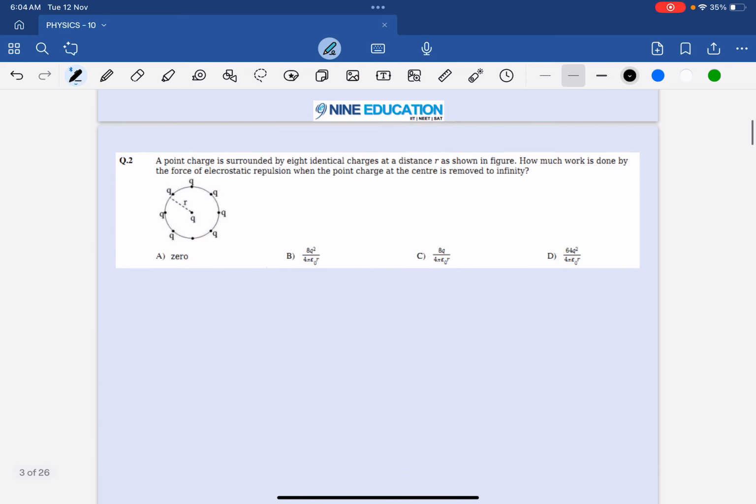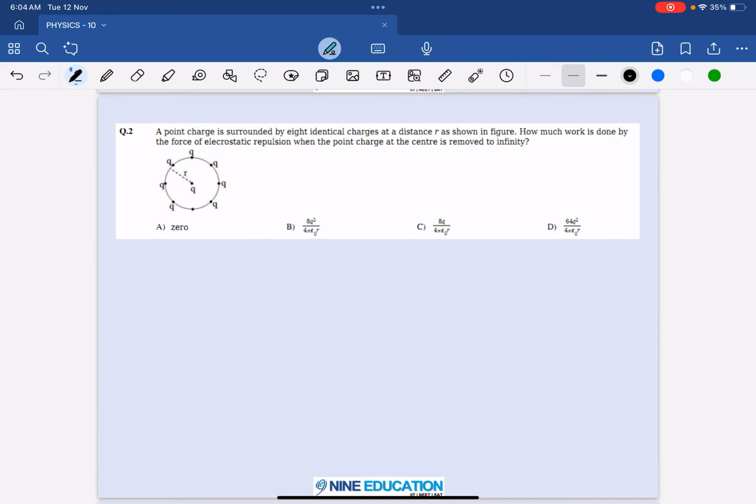I hope you read it correctly in the exam. All right, question number 2. What we are able to see, sir: a point charge is surrounded by 8 identical charges at a distance r as shown in the figure. Okay, sir. How much work is done by the force of electrostatic repulsion when the point charge at the center is removed to infinity?